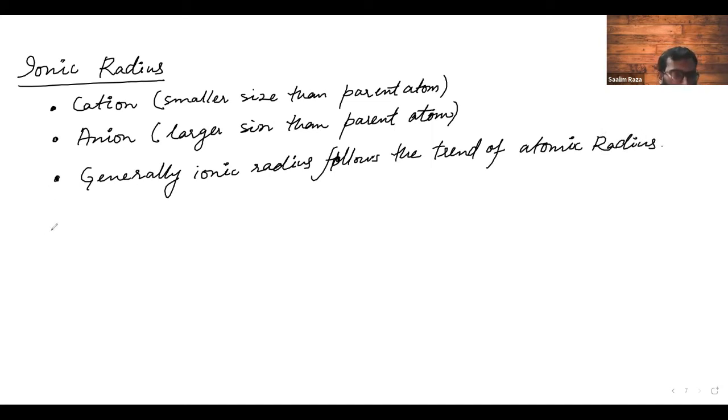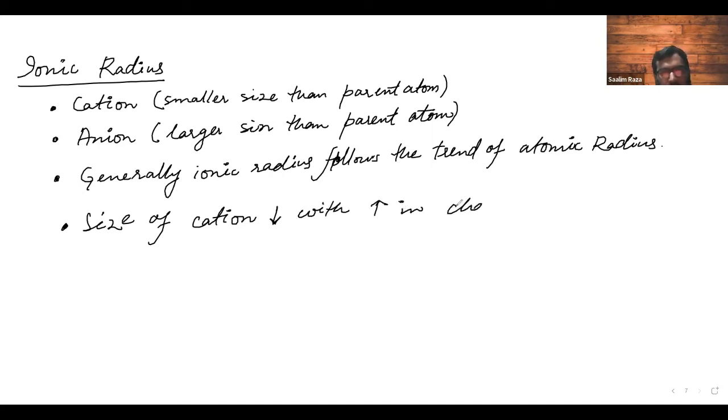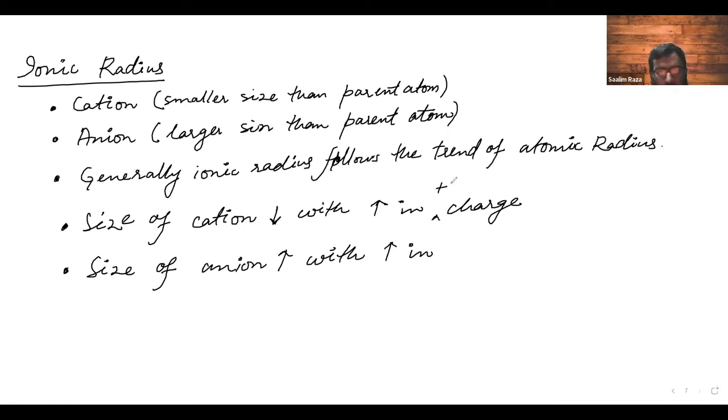Now what is the next thing? The size of a cation decreases with increase in charge. Similarly, the size of an anion increases with increase in charge. If I say cation with increase in charge, I am talking about positive charge, and the size of an anion increases with increase in negative charge.